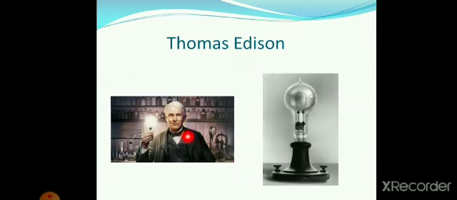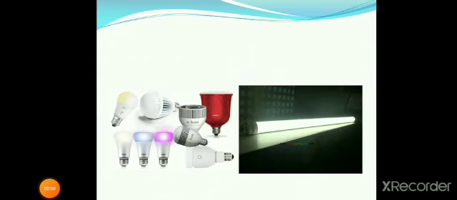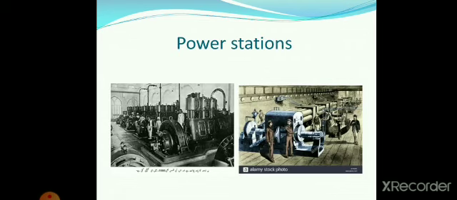This is Thomas Edison and he made a light bulb. This light bulb he made first. This was his first invention and this was the first light bulb that he made. Nowadays we are using a variety of light bulbs, tube lights and LED bulbs. You can see a variety of light bulbs in the market and in your homes.